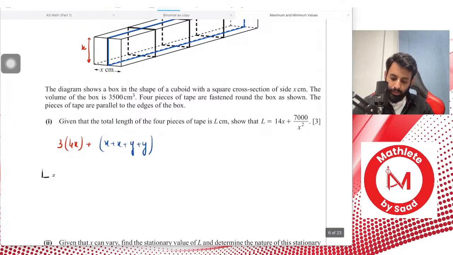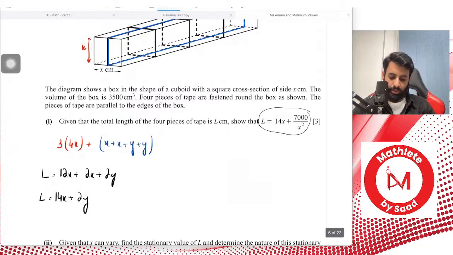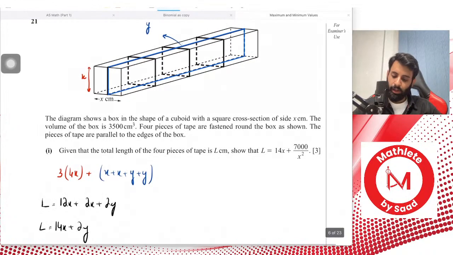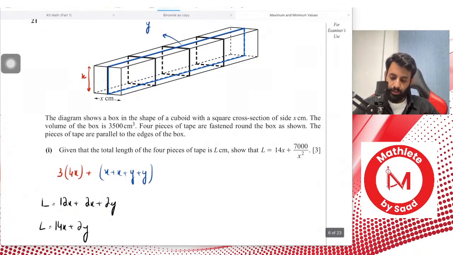So that's going to be 12x plus 2x plus 2y, which we can simplify further and call it 14x plus 2y. Now we've hit a problem. The problem is, as far as our answer is concerned, that has y, and as far as the question is concerned, that has answers in terms of x only. So that means there's got to be some information which allows us to express y in terms of x. Okay, let's see if that's the case or not. So if you look at the question closely, there actually is.